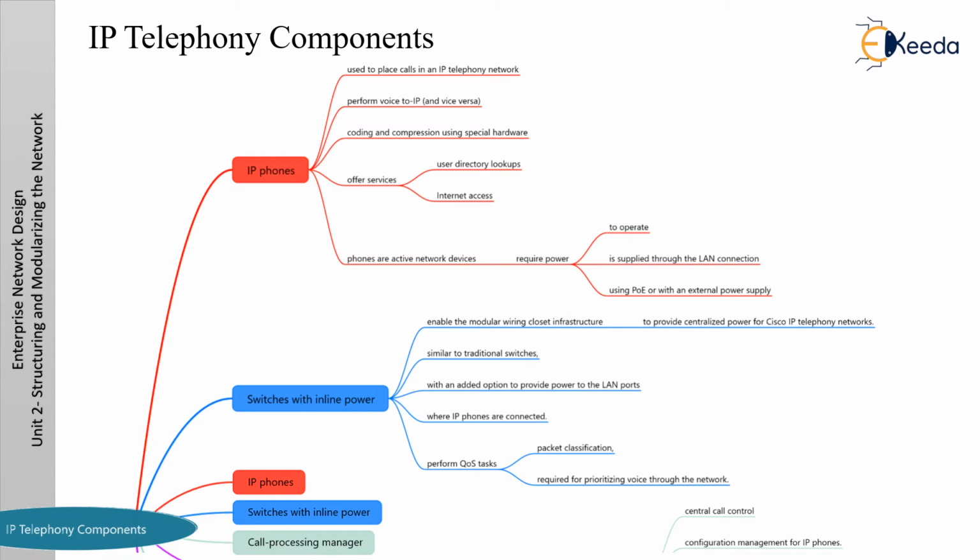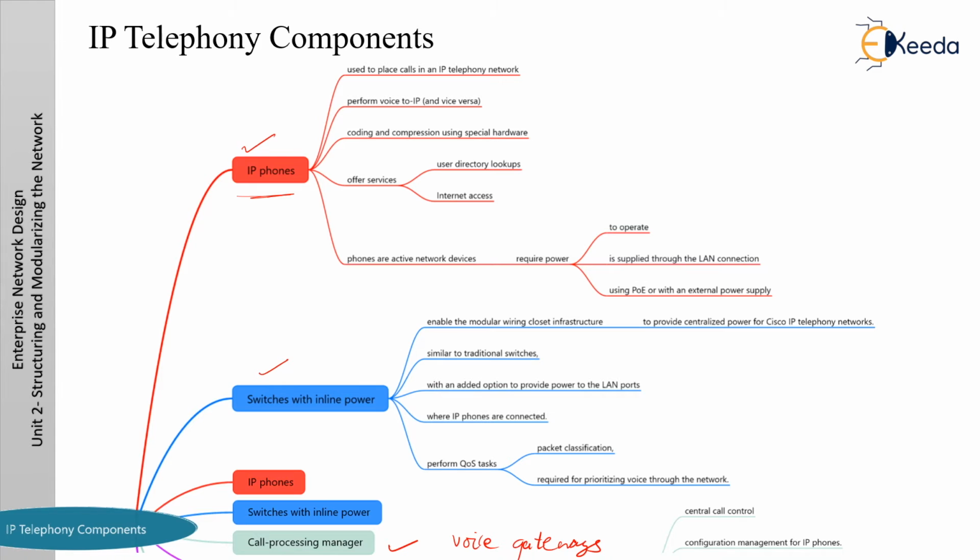IP telephony components. There are four components for IP telephony: IP phones, switches with inline power, call processing manager, and voice gateways. So let us discuss IP phones. IP phones are used to place calls in the IP telephony network. They perform voice to IP and vice versa coding and compression using special hardware. IP phones offer services such as user directory lookup and internet access.